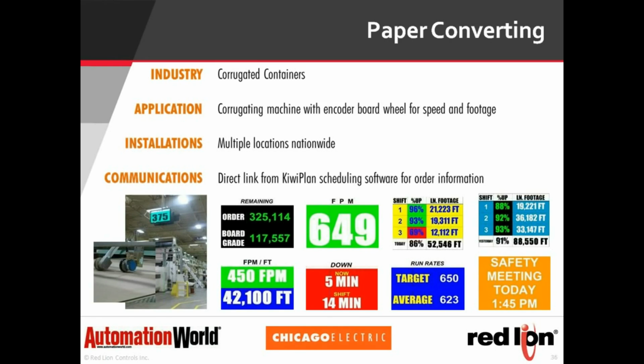One of the most important features in this display is that we have a direct link to a very popular piece of software in the corrugated box industry called Kiwi Plan. And with that software link, we're able to download footage information and more accurate target rates. So they know when I'm running this particular mix of paper grades, I should be able to run it at a certain foot per minute. So that target changes dynamically directly from the software scheduling system.